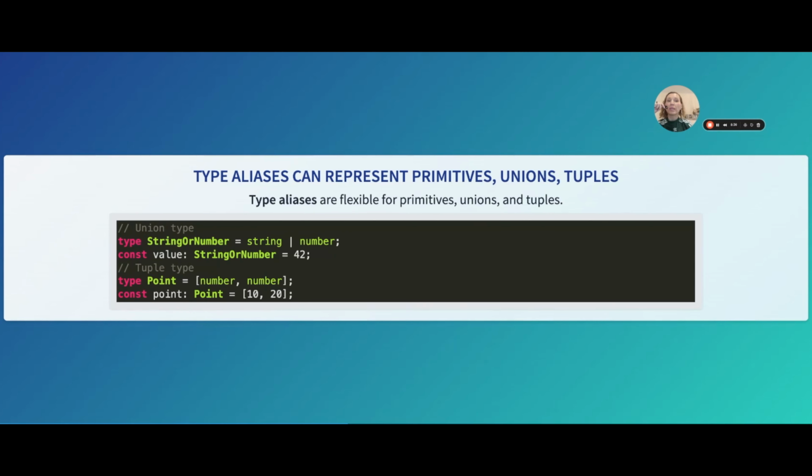Types can represent primitives, unions, tuples, and many more. Type can define almost anything. They handle unions like string or number, tuples for coordinates, or even primitives. This flexibility makes them perfect for unique or complex data shapes that interfaces can't easily cover, giving you more ways to model your data.